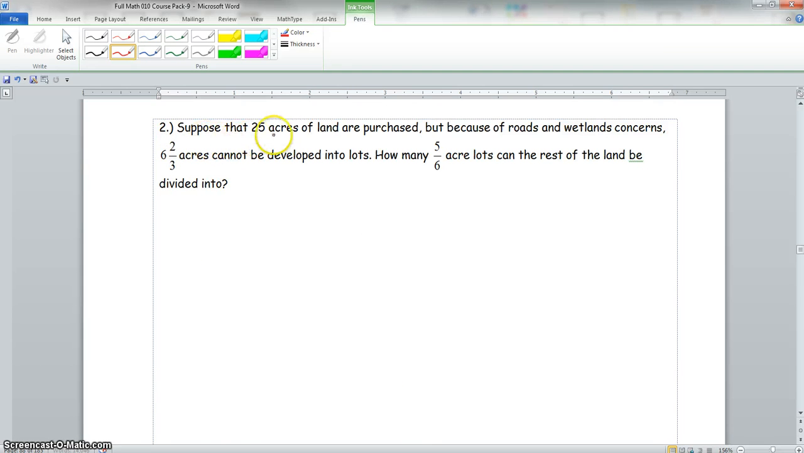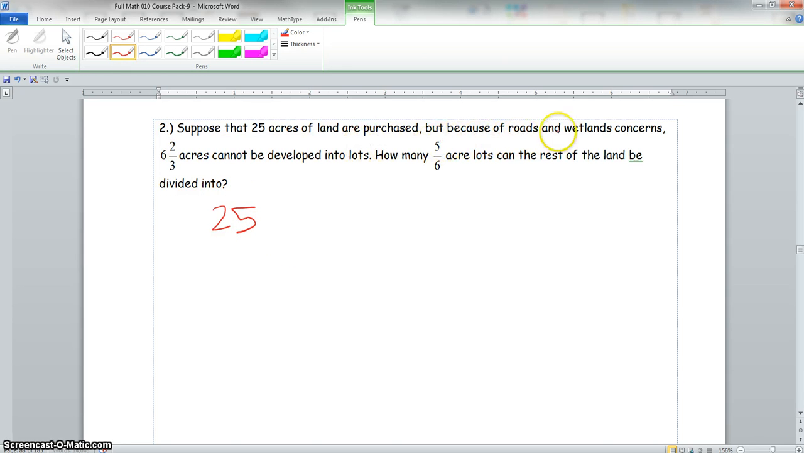It says, suppose that 25 acres of land are purchased, but because of roads and wetland concerns, 6 2/3 acres cannot be developed into lots. How many 5/6 acre lots can the rest of the land be divided into? Now, first of all, we start off with 25 acres. We don't have to write the acres now. We start off with 25 acres.